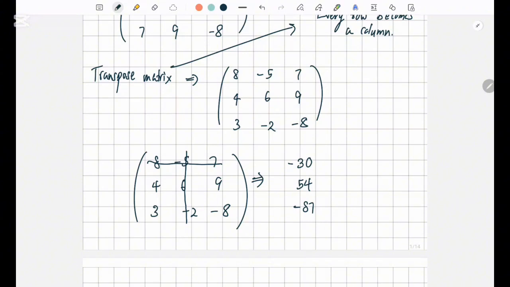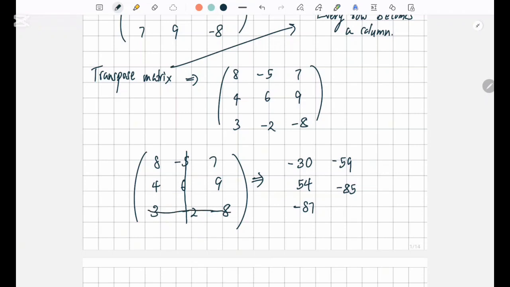Now let's do 4 into minus 8. That's minus 32, minus 3 into 9, and that's minus 59. Now you go to the second row, do the same thing again. Minus 64 minus 3 into 7, and that's minus 85.